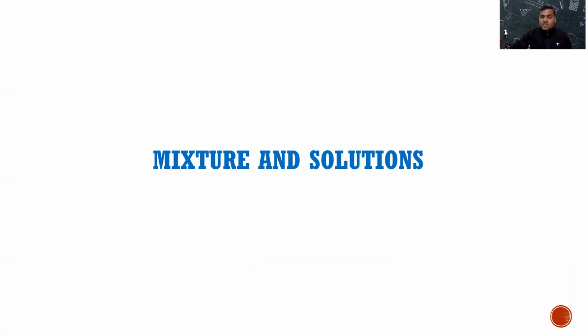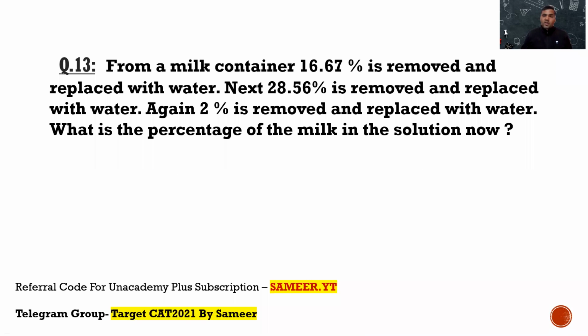The concepts of mixture and solution questions are exactly similar to what we have studied in the percentage chapter. All you need to know is a concept of successive decrement to solve the questions of mixture and solution. For example, have a look at this question. It says from a milk container, 16.67% is removed and replaced with water. Next, 28.56% is removed and replaced with water. Again, 2% is removed and replaced with water. And finally, what we are supposed to answer is, what is the percentage of milk in the solution now?